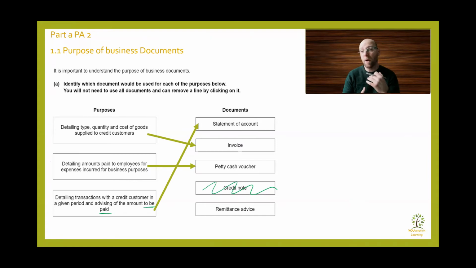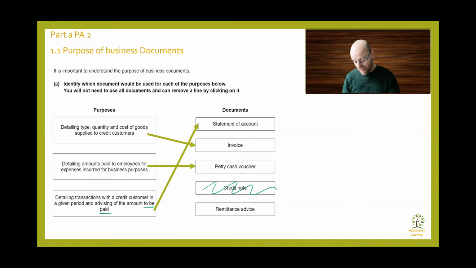Make sure that when you are using those in your revision, you make a little note next to it saying the purpose of this document is, or the point of this document is. And that's where you're not only using those documents, but you're also beginning to understand the purpose of those as well. This one is worth 3 marks, so obviously a mark for each bit, and they should be easy marks to get when you understand those purposes, when you're working on those purposes as you go through your revision.